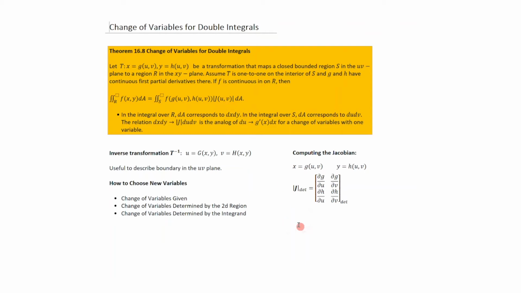All right, so then the question came up: how do we choose variables? Well, one option is that the new variables, or change of variable transformation, is given.